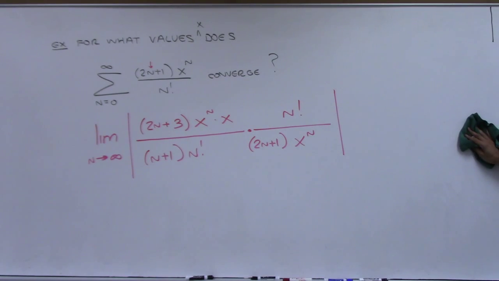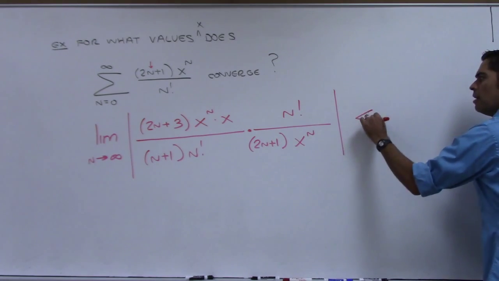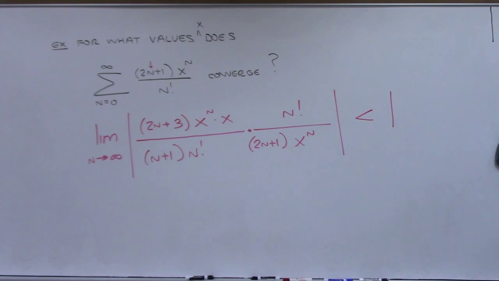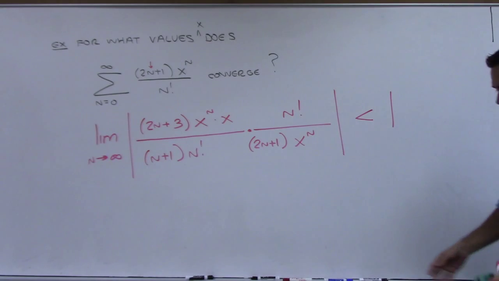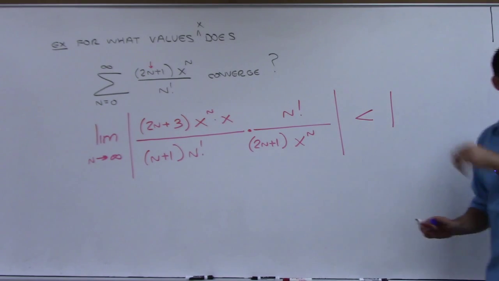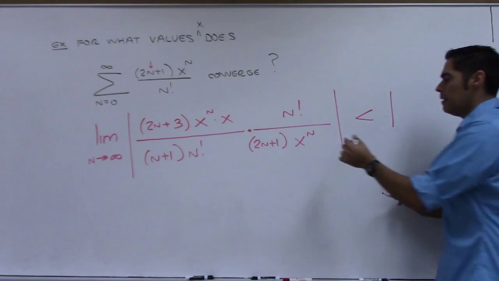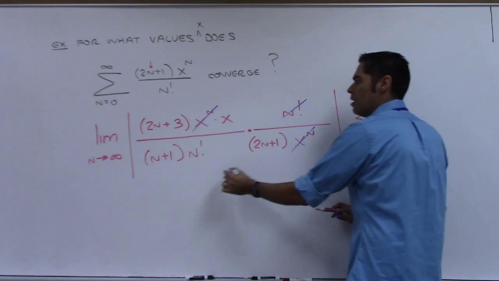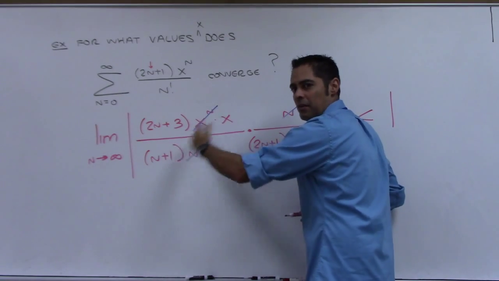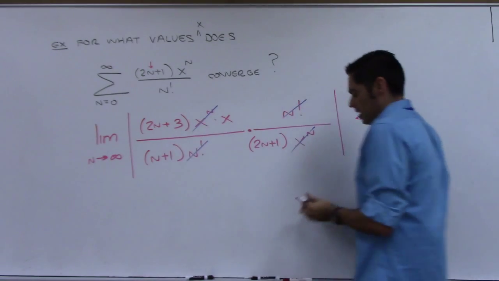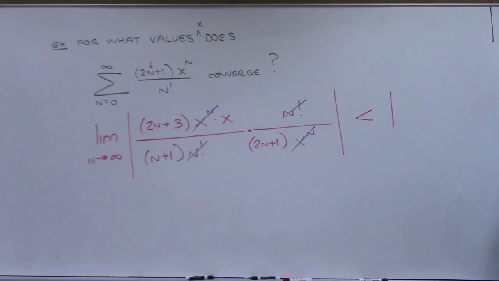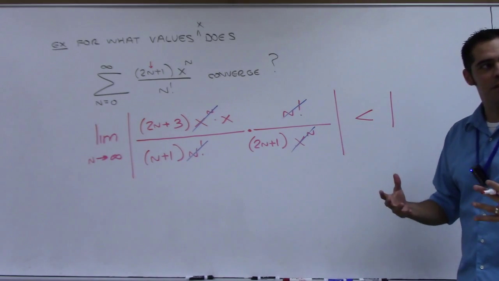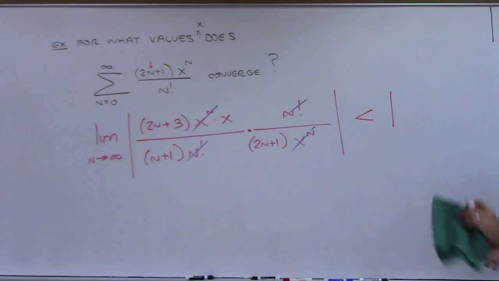What do I need that to be for this to be able to converge? Less than 1, right? That's what I want. I want this to be less than 1. And that looks like a mess, but because of all the cleaning up I did, there's going to be lots of cancellation here, right? The x to the n's gone. This n factorial is gone. That's why we did this in the beginning, right? That's why we peeled this off, because we could feel this cancellation coming. Could you feel it coming or not? Nope.